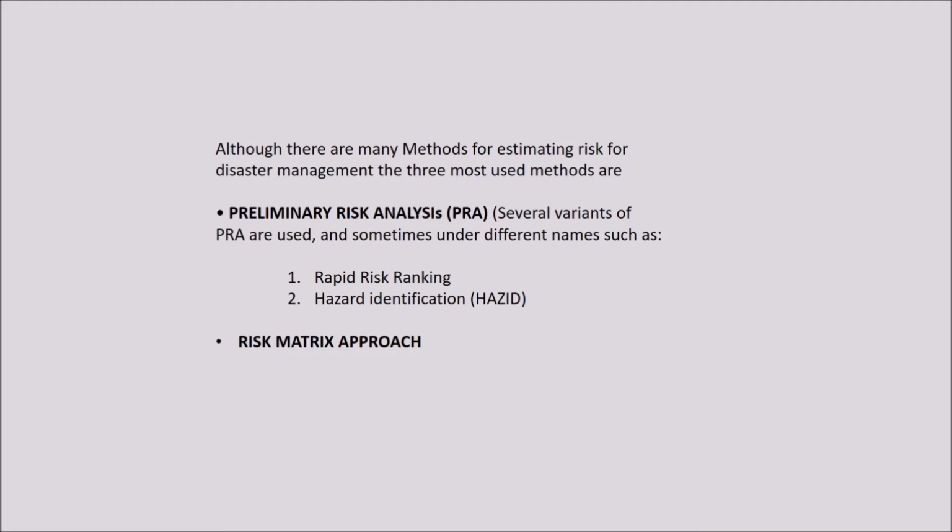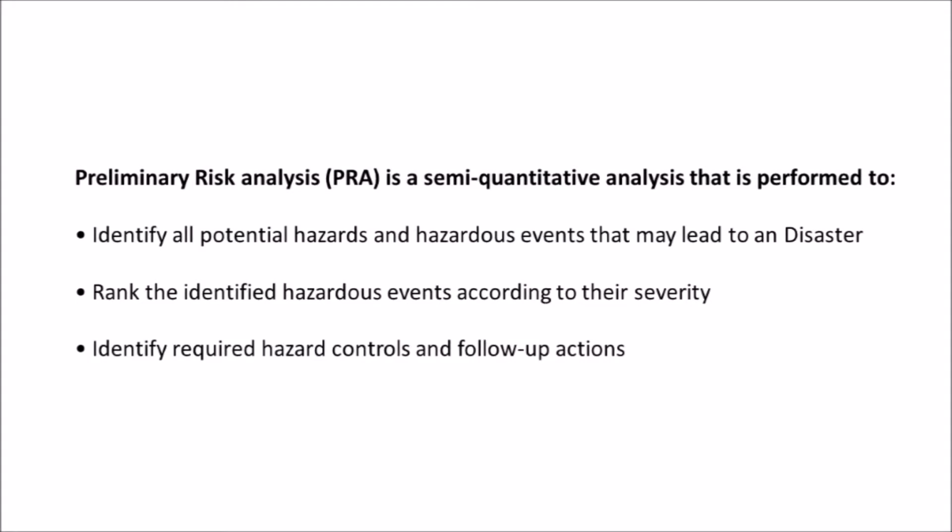that is, rapid risk ranking and hazard identification, or HAZID. Preliminary risk analysis, or PRA, is a semi-quantitative analysis that is performed to identify all potential hazards and hazardous events that may lead to a disaster. This analysis also helps to rank the identified hazardous events according to their severity. And thirdly, it helps to identify required hazard controls and follow-up actions.